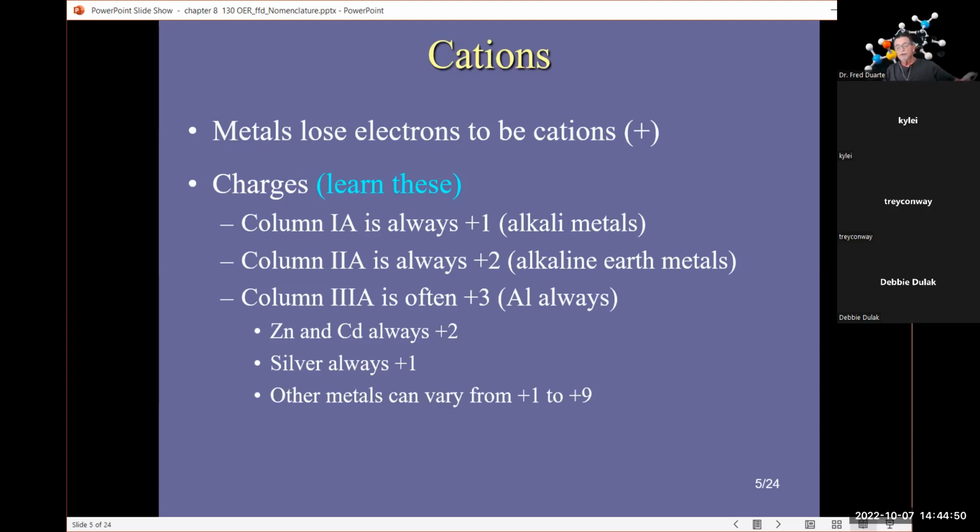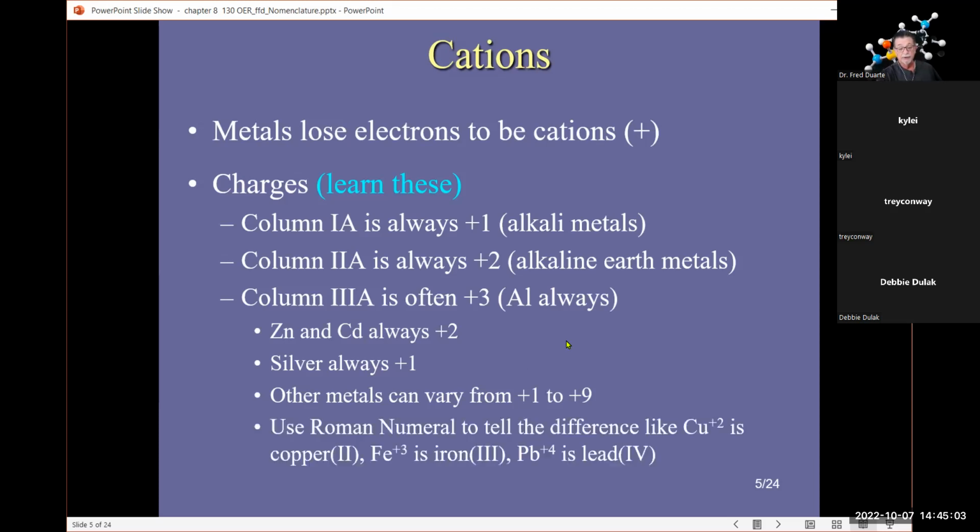That means that all the other metals, depending on their reaction conditions, their oxidation state could vary from a +1 to a +9. Okay. And we have to distinguish those with Roman numerals to tell you what oxidation state you're working with for that particular metal. For example, we got here copper 2. Okay, we have copper 0, which is the element of copper, right? It has a 0 charge because of an equal number of protons and electrons.